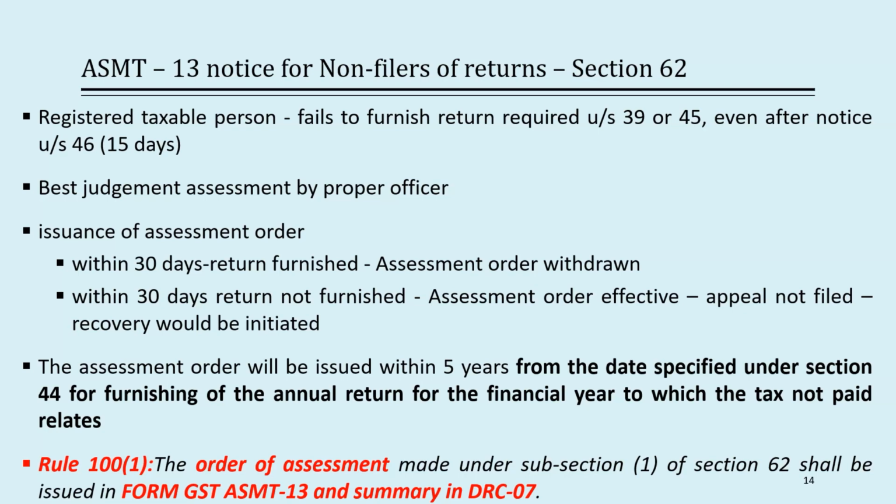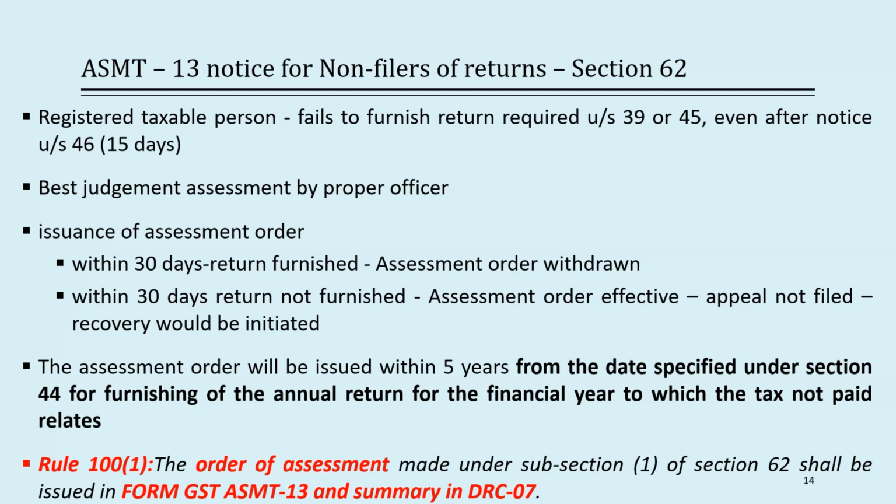And if I get this assessment order, that is ASMT 13, again if we see section 62, they have given one more option for us. If I file a return after getting this ASMT 13, within 30 days from the date of receiving this ASMT 13, this ASMT 13 will be deemed to be withdrawn. So again, I'm getting a period of 30 days. And recently, they have increased this 30 days to a 60-day time limit.